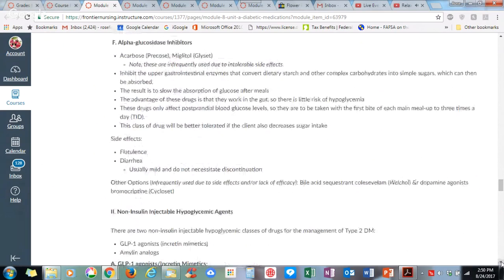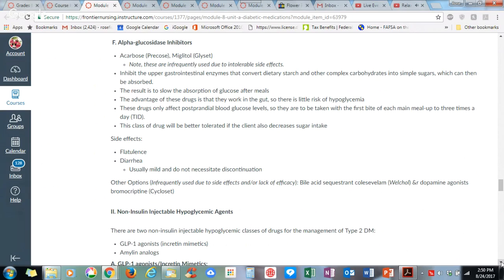Then there are alpha glucosidase inhibitors. We have acarbose, which is Precose, and miglitol, which is Glyset. These are infrequently used due to intolerable side effects. These inhibit the upper GI enzymes that convert dietary starch and other complex carbs into simple sugars, which can then be absorbed. The result is to slow absorption of glucose after meals.